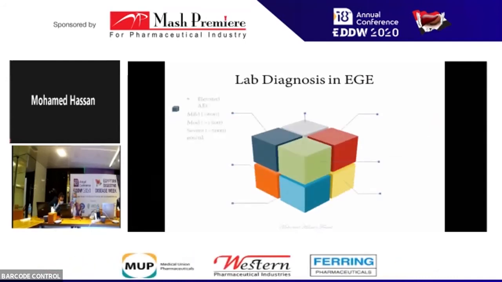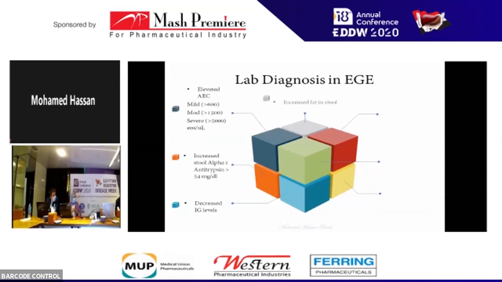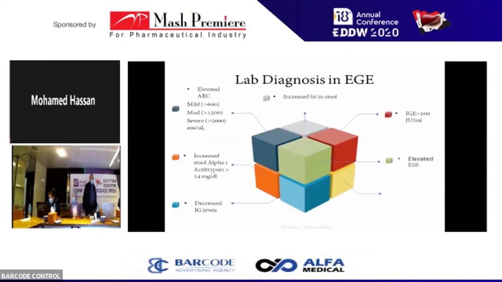Now we proceed to the lab diagnosis in eosinophilic gastroenteritis. Usually there is elevated absolute eosinophilic count. In mild cases, it's more than 600. In moderate cases, it's more than 1,500. And in severe cases, it's more than 5,000.